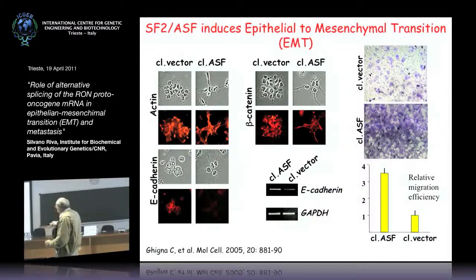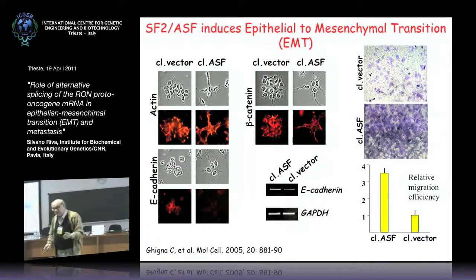Okay, you can see here. And these cells, you can measure, there is a test where you can measure the capacity of the cells to migrate through extracellular matrices or synthetic porous membranes. So you measure how many cells you find on the other side of the membrane, and you see that a cell line in which we have cloned ASF, SF2, and we have double level of ASF, SF2, are much more proficient in migration compared to the control.